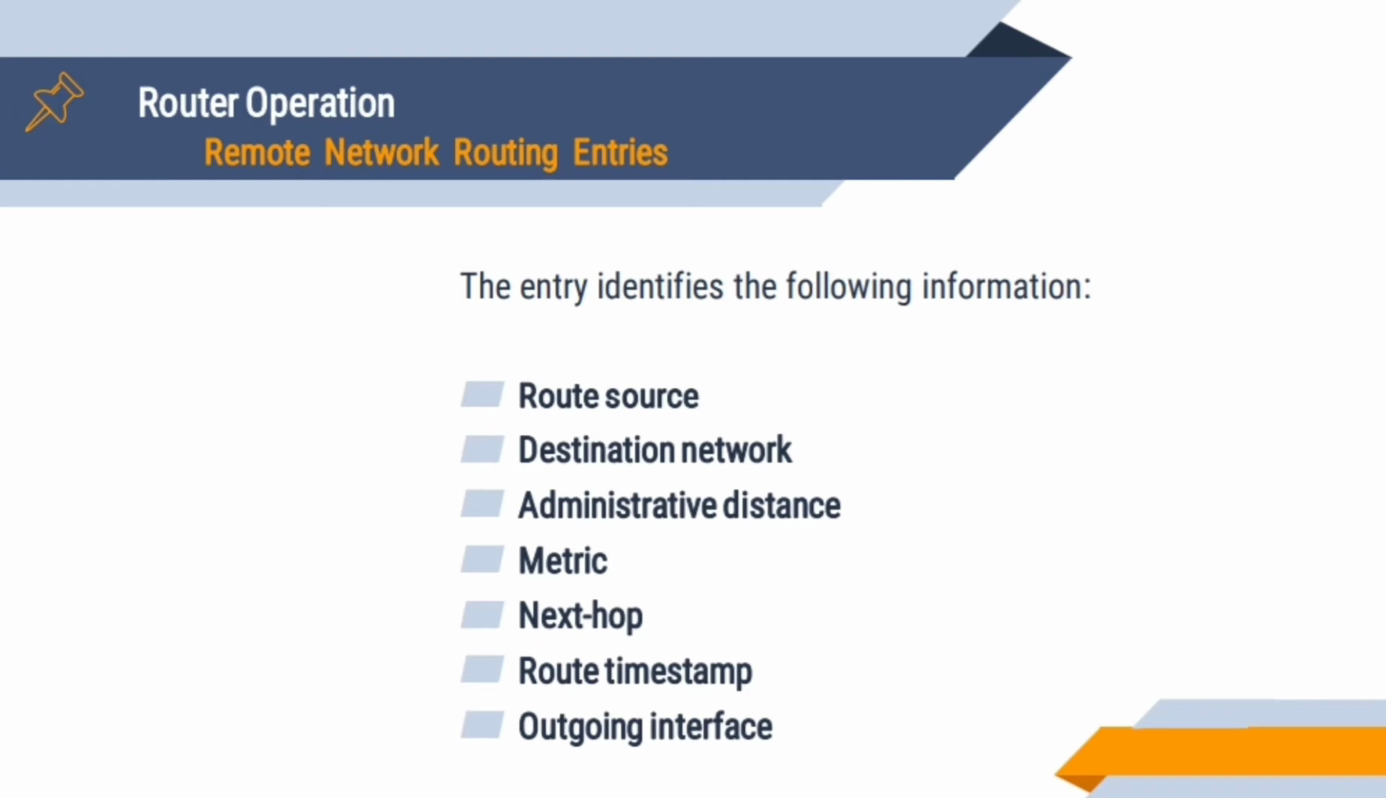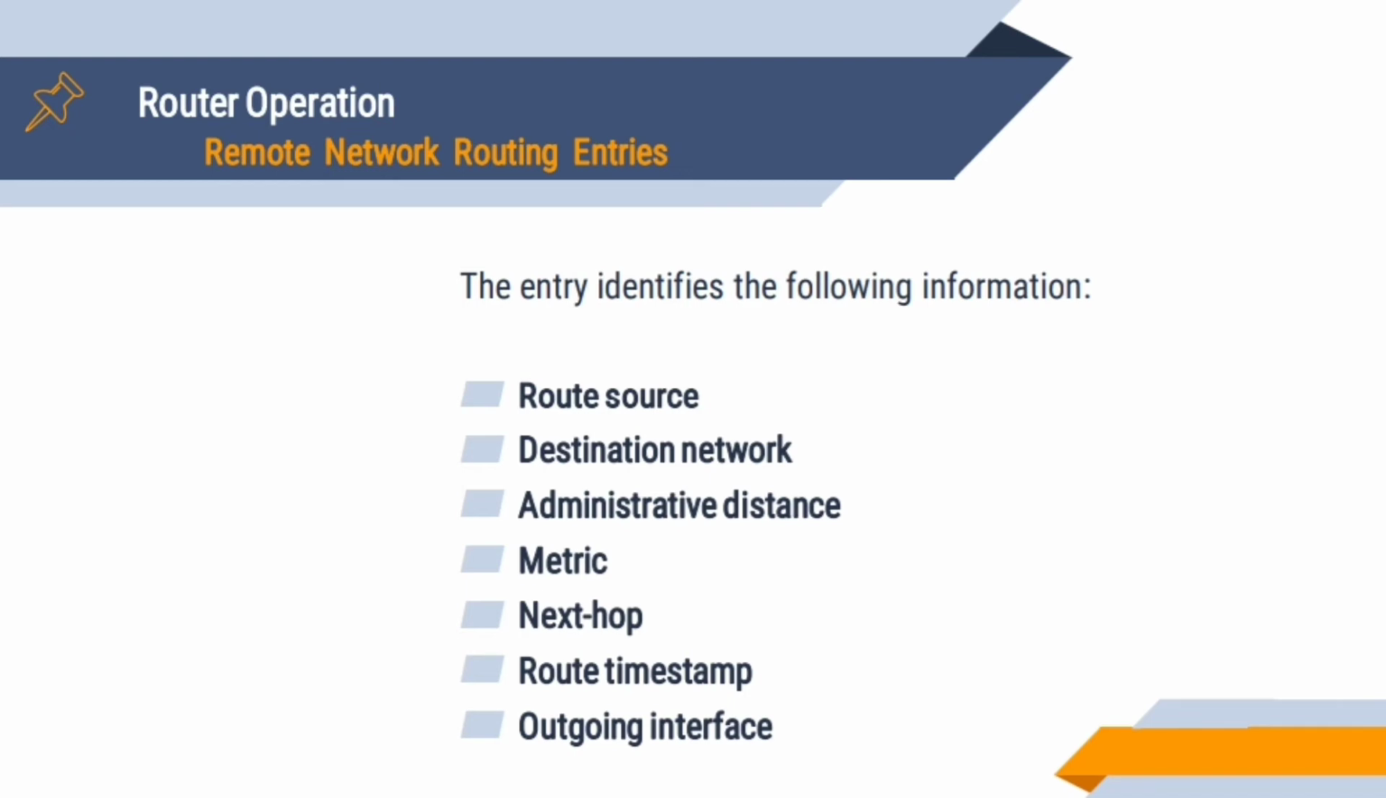First, we have route source. It identifies how the route was learned. Second, destination network identifies the address of the remote network. Next is administrative distance, which identifies the trustworthiness of the route source. Lower values indicate a preferred route source. Next is metric, which identifies the value assigned to reach the remote network. Lower values indicate preferred routes.